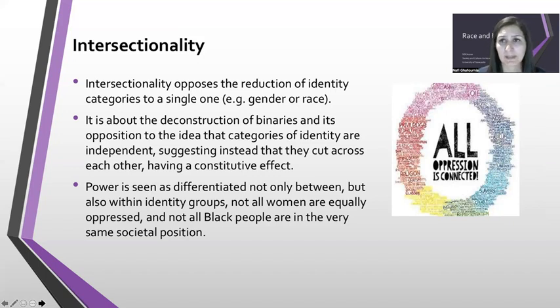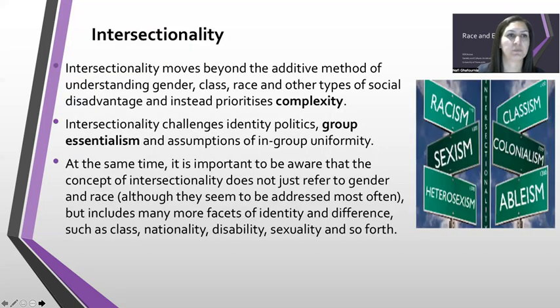And she also talks about intersectionality and power. Power is seen as differentiated not only between, but also within identity groups. So not all women are equally oppressed, and not all Black people are in the same societal position. Among white women and women of color, or among Black people, differences are based on their class or gender. So the experience of racism of a Black male is different from a Black woman. It's all these differences within the group as well as between the groups.